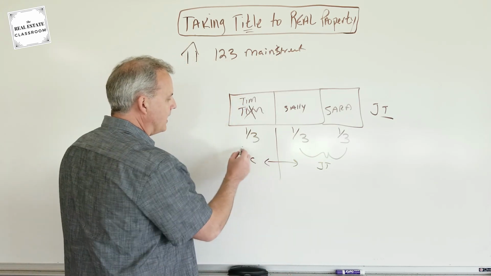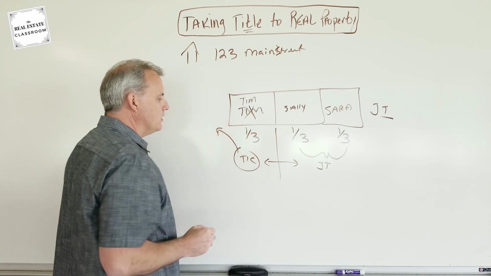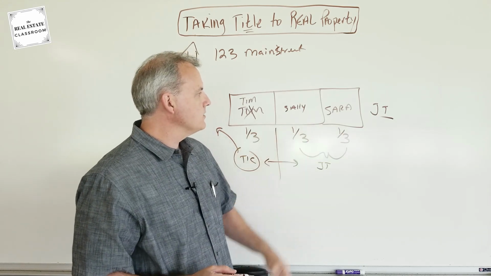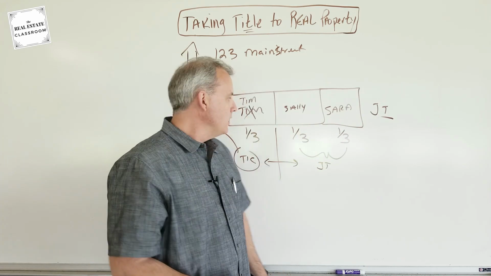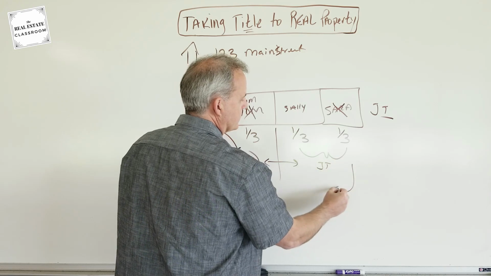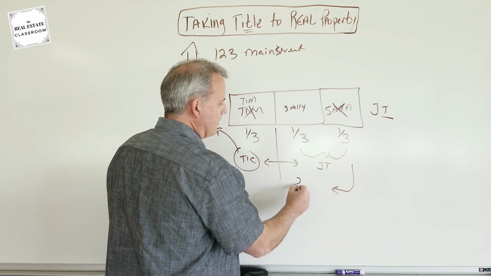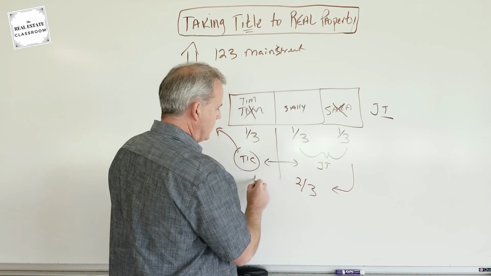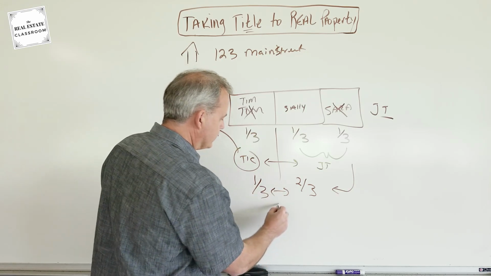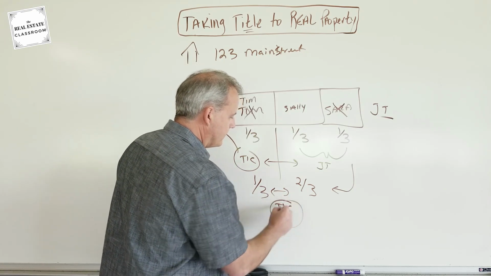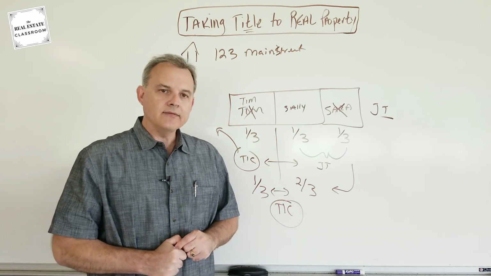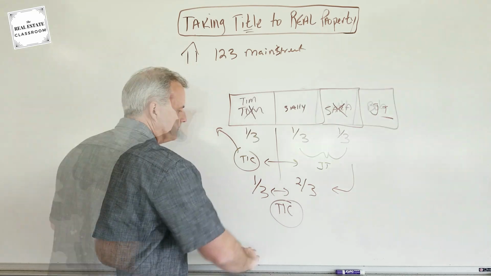So if Tim dies, he can will his portion off to his heirs. However, joint tenancy still exists between Sally and Sarah. So let's say that Sarah dies. Well, then her interest reverts over to Sally, who now owns 2/3, and Tim owns 1/3, and the relationship now is called tenants in common. All right, so that is a scenario that you might have. So let's run one more here.